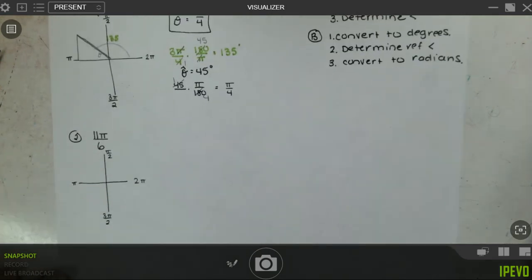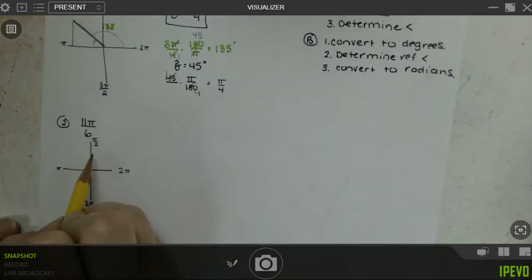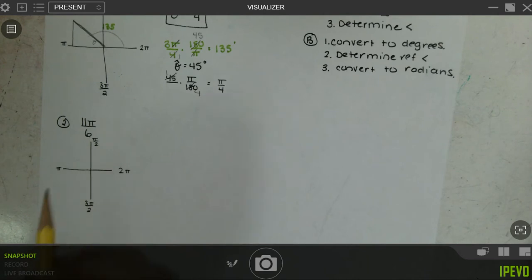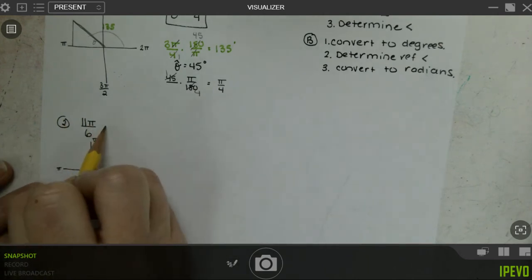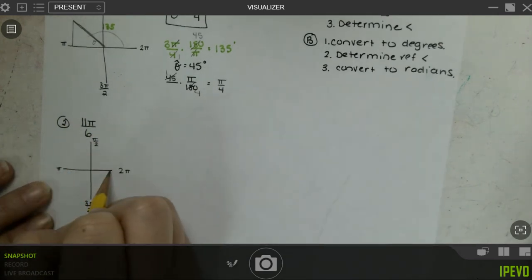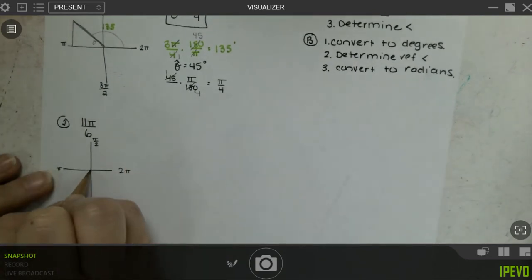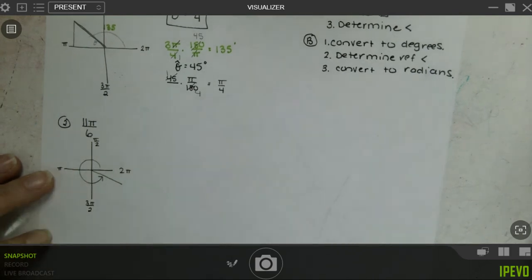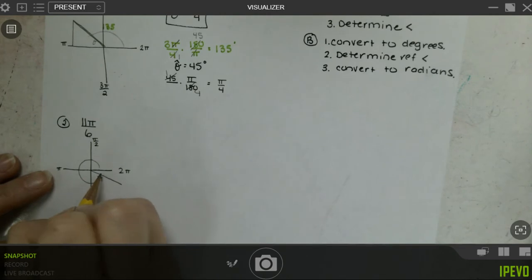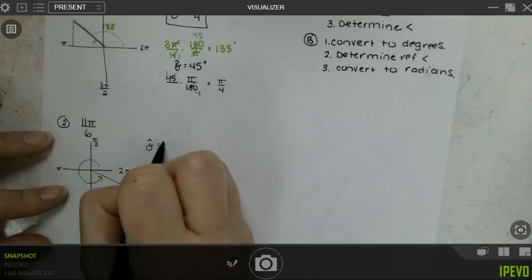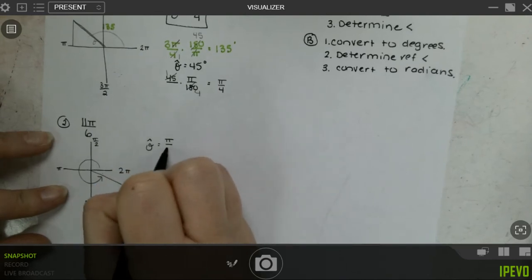All right, so think about this again. 11 pi over 6 means that each pi is split into 6 pieces. To me, I'm looking at it like this. If this was 12 pi over 6, it would be equal to 2 pi, 12 divided by 6. So we have 11 pieces of it, 11 of those little chunks, and we have 1 left in order to get to 2 pi. So theta hat equals pi over 6.